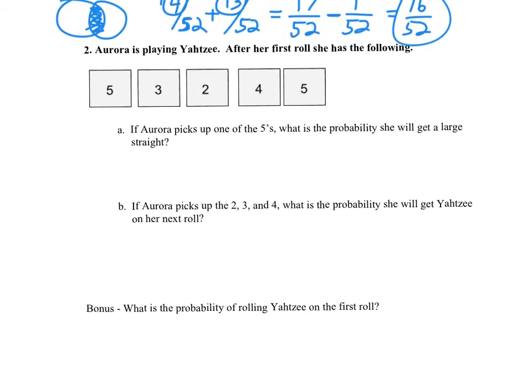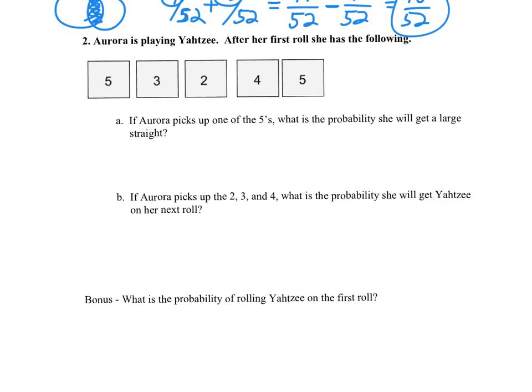All right, let's move on to Yahtzee. Okay, so there's the first rule for Aurora. She's thinking about what to do, and she's feeling like a large straight would be a good option. She still has that box open on her card. So she's going to pick up one of the 5s. So she's looking at a 2, 3, 4, 5. Well, a large straight is 5 consecutive integers. So we actually have 2 choices here. And this is a good move for Aurora to go for the large straight.